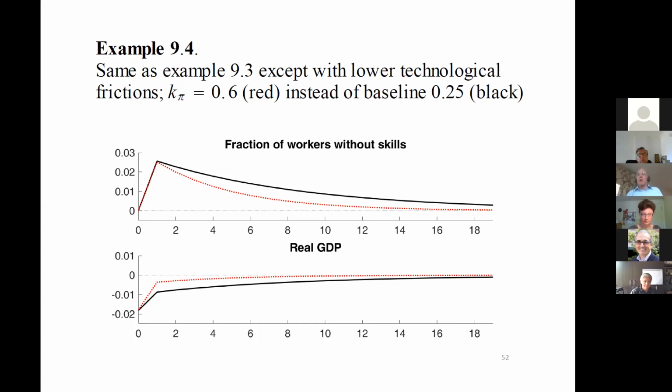Exactly the same initial shock, exactly the same initial drop to real GDP, exactly the same initial surge in the number of unskilled, but there's a much more rapid adjustment back to steady state in the red case, where there are fewer technological frictions compared to the black case, and there's a much smaller drop in real GDP. People can get new jobs and find new things to do much more quickly when there are fewer technological frictions in creating a new good, and so it's much less disruptive in this example.